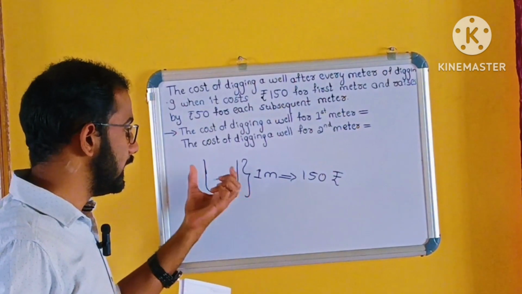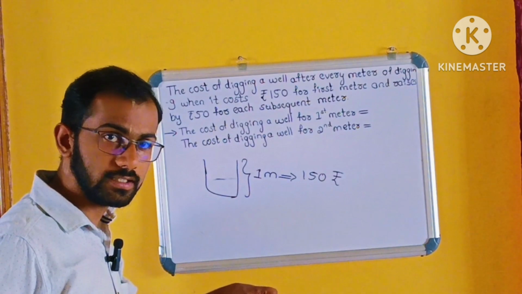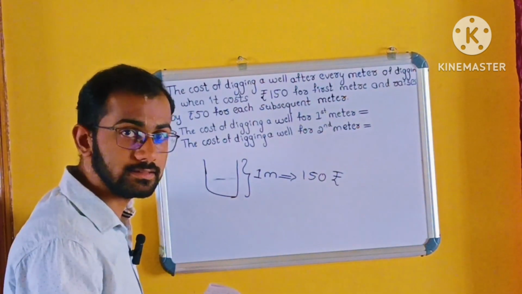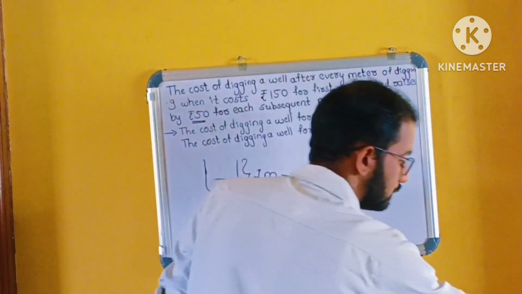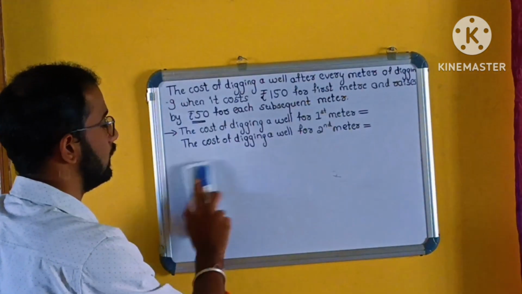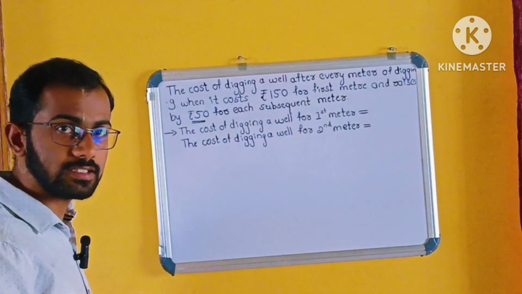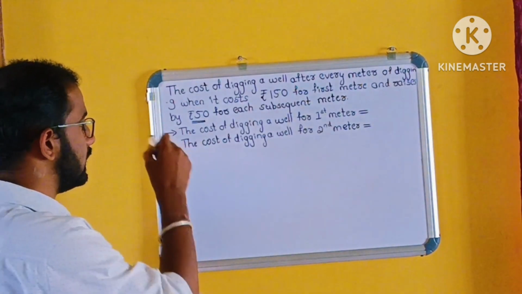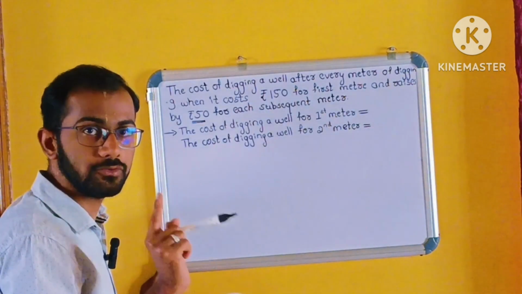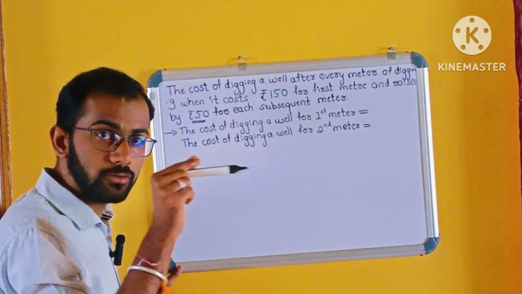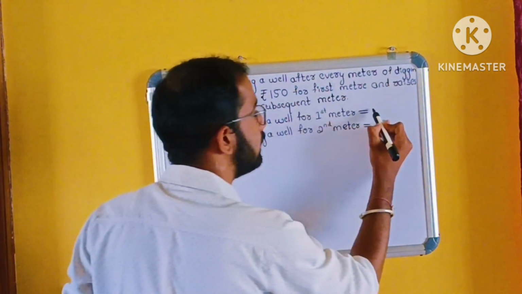Then if you continue digging 1, 2, 3 meters, the cost will be raised by 50 rupees each. Let's solve this example, whether this sentence forms an arithmetic progression or not. See, the cost of digging a well for 1 meter, when you start digging and reach 1 meter, at that point the cost will be 150 rupees.